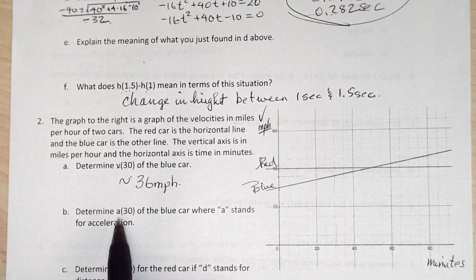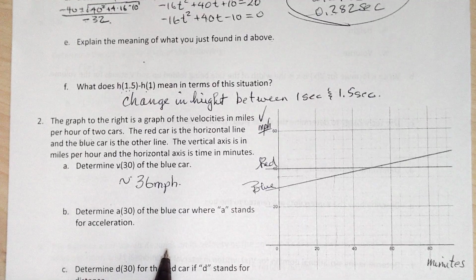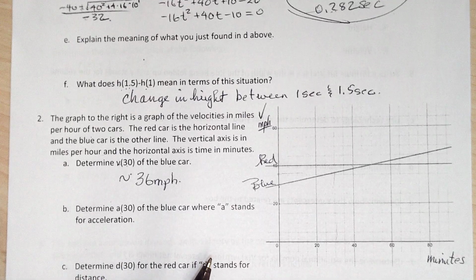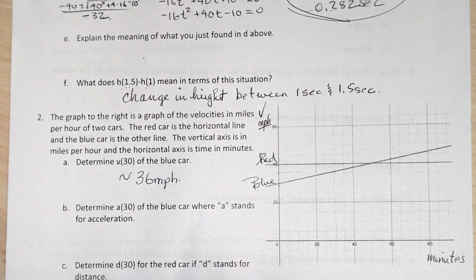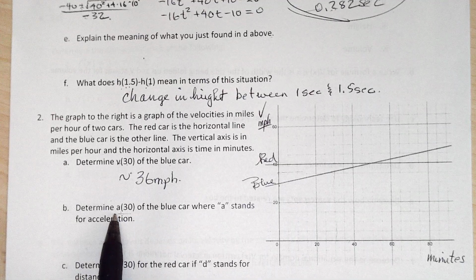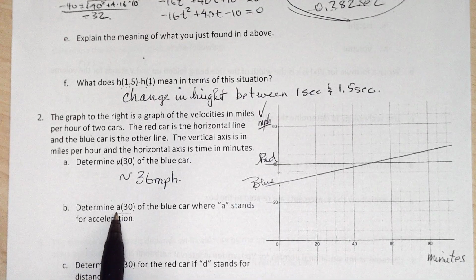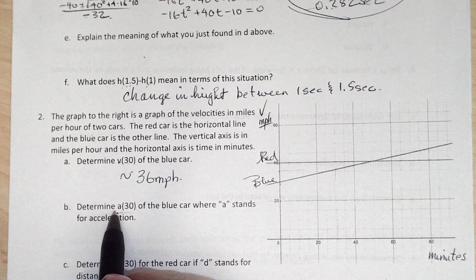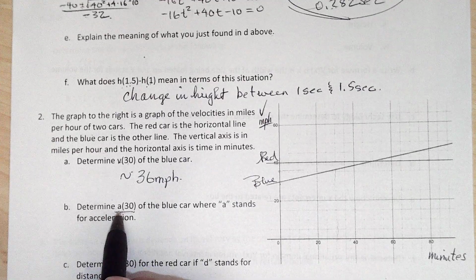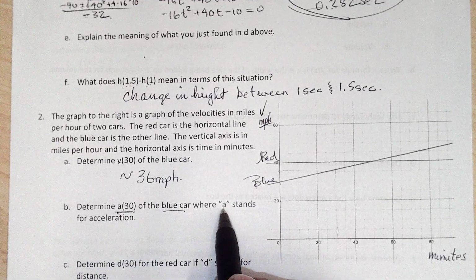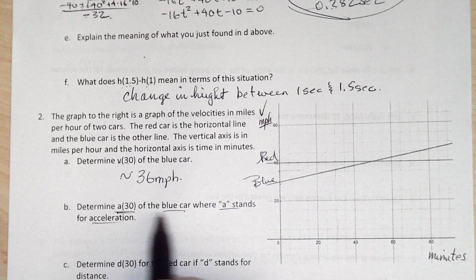Now, acceleration, I may not have said this enough in class, acceleration is the rate of change of the velocity. If you're picking up speed, you're accelerating. If you're losing speed, you're decelerating. You have negative acceleration. It's the rate of change. And so the average rate of change is just the slope. The slope of the blue car, A stands for acceleration.